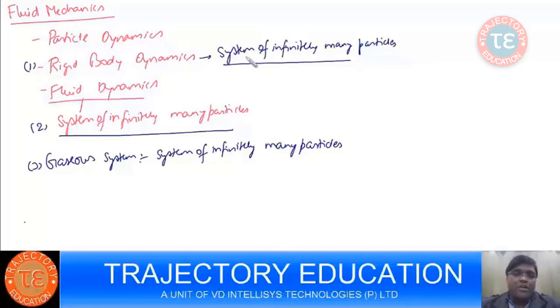Alright. In rigid body dynamics, though it is a system of infinitely many particles, all these particles are not independent of each other. The motion of one particle is related to the other particles. The particles are strongly coupled to each other through different covalent bonds. They are not free to move independently with respect to each other. The motion of one particle correlates to the motion of other particles.